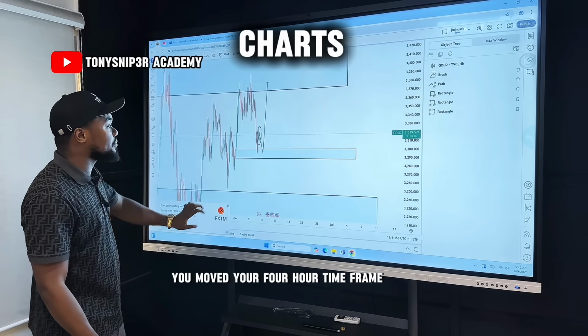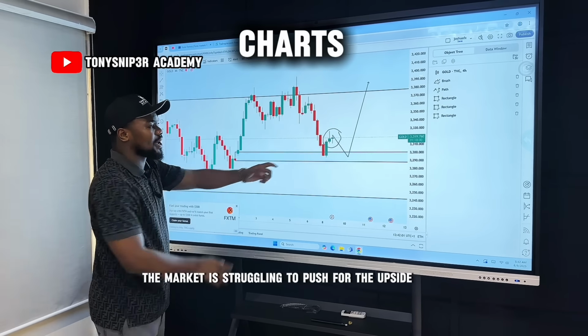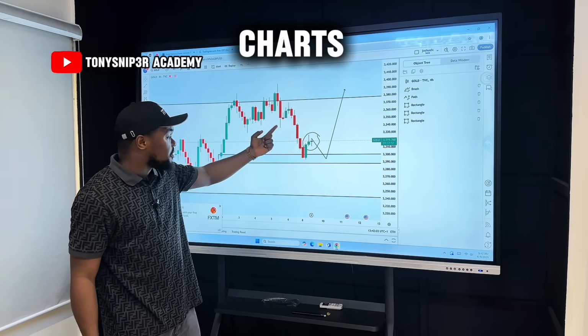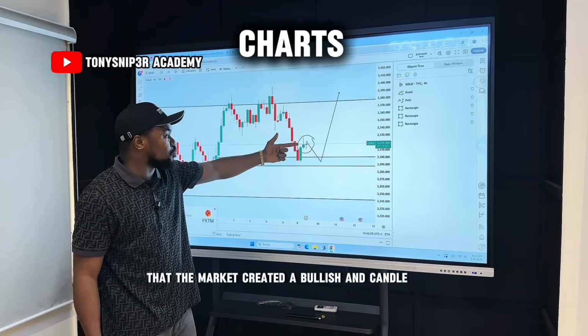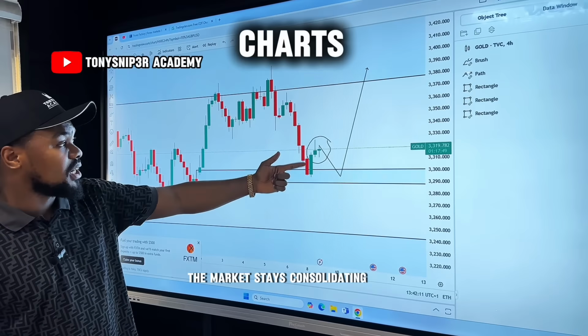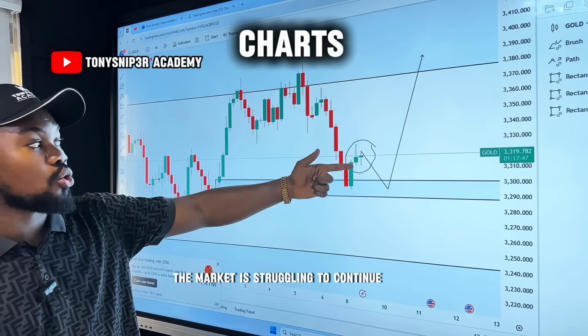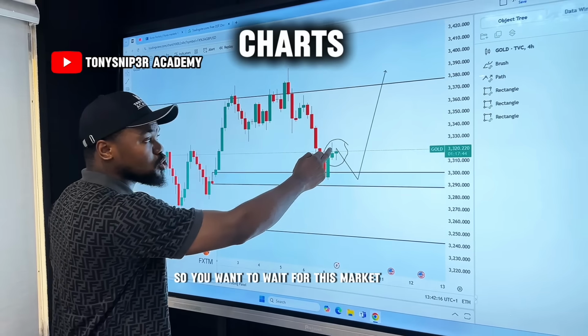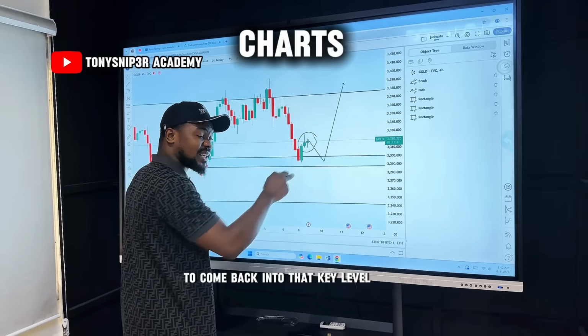You move to your 4-hour time frame. You can clearly see it here. The market is struggling to push to the upside. Regardless that the market created a bullish engulfing candle at this point here, where there was a gap, which is a key level, what happened immediately? The market is consolidating. The market is struggling to continue pushing to the upside. So you want to wait for this market to come back into that key level.